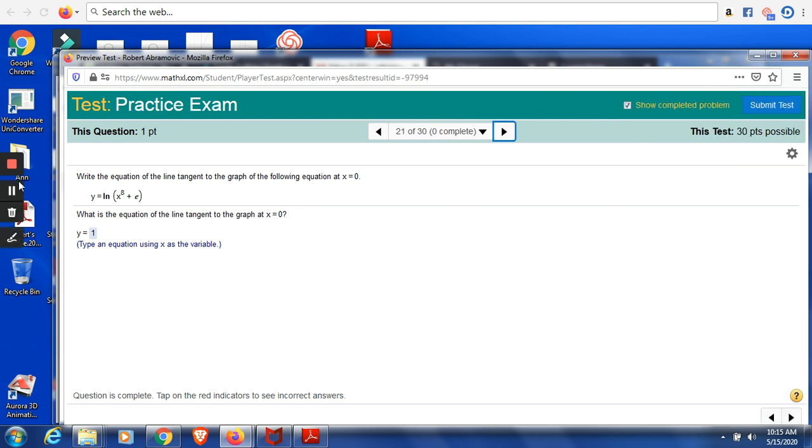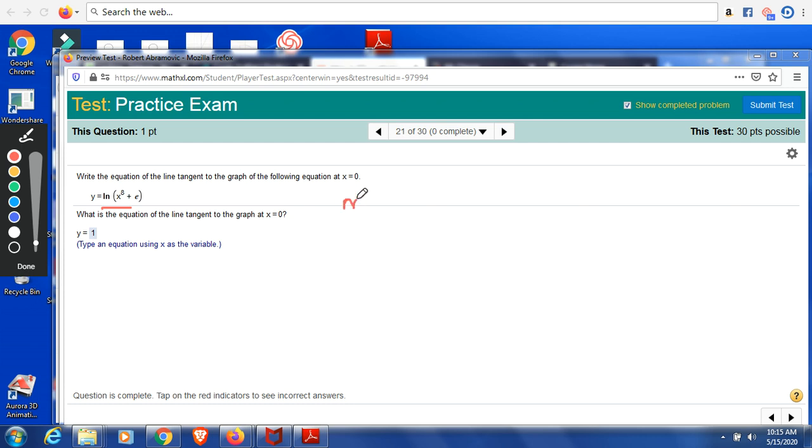Okay, this next question is asking you to write the equation of the tangent line to the graph of the following equation at x equal to 0. Y is equal to ln of x to the 8th plus e. What is the equation of the tangent line to the graph at x equal to 0? So to do this, we need to differentiate the function to find m, the slope.